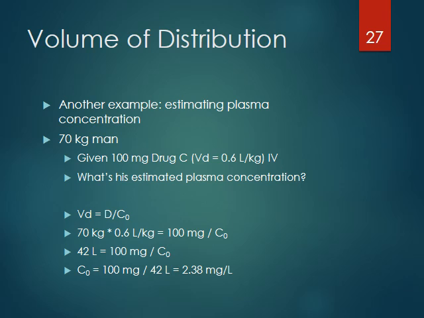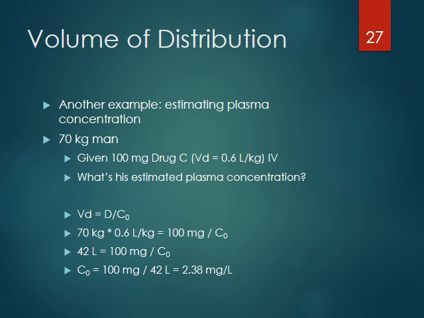And just as a general rule of thumb, things that have a volume of distribution less than 1 liter per kilogram tend to be considered low volume of distribution drugs. Things that are greater than 1 liter per kilogram are generally classified as having high volumes of distribution. But using this, we can actually estimate his plasma concentration of drug C.